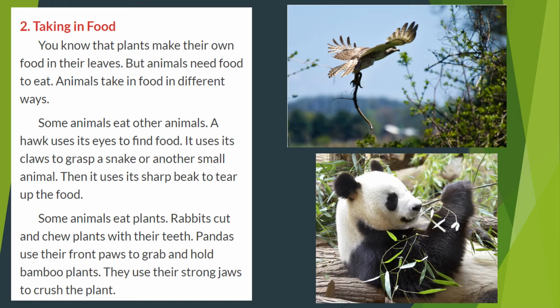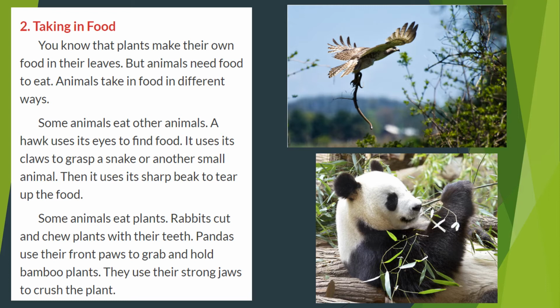Number 2, taking in food. You know that plants make their own food in their leaves. We learned about that already. But animals need food to eat. Animals take in food in different ways. Some animals eat other animals. A hawk uses its eyes to find food. It uses its claws to grasp a snake or another small animal. Then it uses its sharp beak to tear up the food. Gobble, gobble, gobble. Just so yummy.